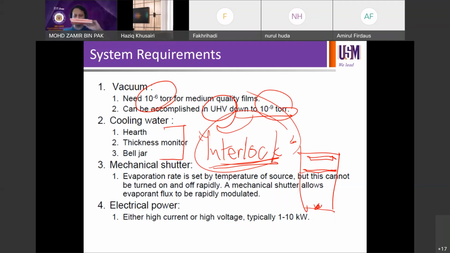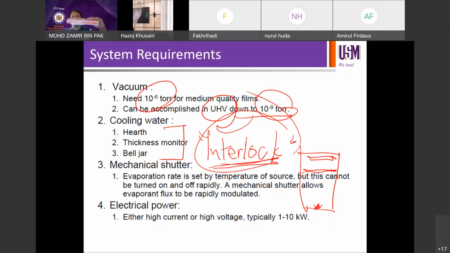Bila you start running, you start passing through the current and it will start to evaporate. The moment it just started, the purity of the film is not good yet. So at that point, whatever you evaporate, you don't want to get them deposited on the silicon substrate just yet, because yang awal-awal tu dia belum high quality lagi. So at that point, you want to block the deposition. You want to block the path.